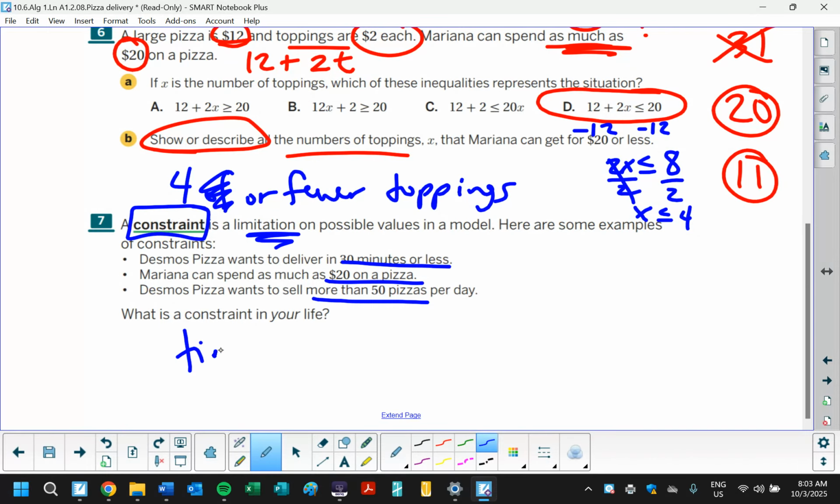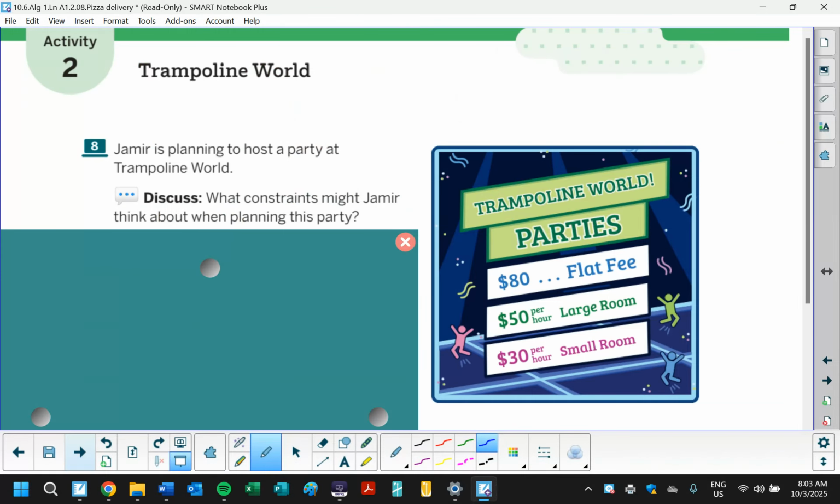Constraints in your life. We've talked about time. We've talked about parents and/or rules. We've talked about constraints with driving: speed limits, age limits just to be able to drive in the first place. Constraints just limit you in your options. So think about that. Let's go on to the next page and wrap up with pages 122 and 123.